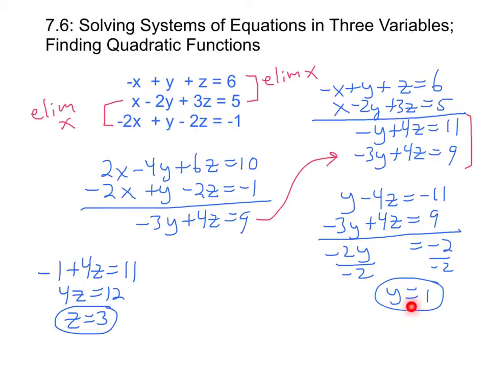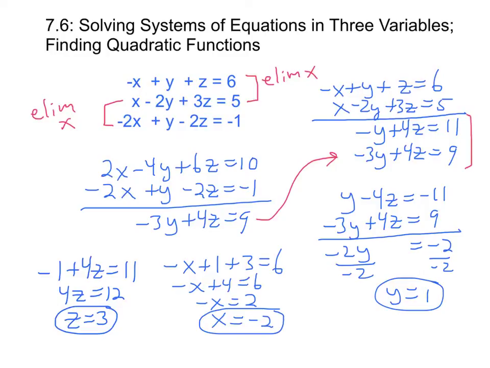Okay, now that we know both y and z, we can plug both those answers into one of these three original equations to find the x. So I'll just use the top equation. So we have negative x plus y. Now remember, y equals 1, so I'll plug that in, plus z, and z equals 3, equals 6. So negative x plus 4 equals 6. If we subtract 4 from both sides, we get negative x equals 2. And then divide by negative 1, so x equals negative 2.